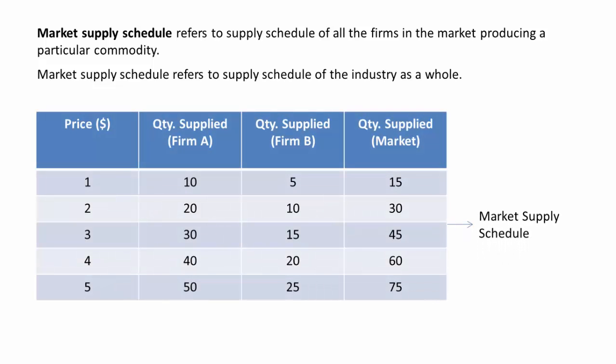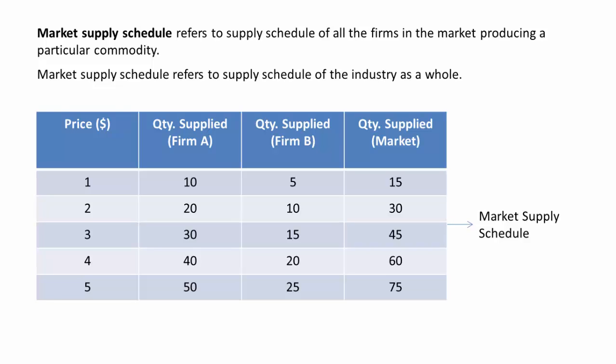The following table is a market supply schedule. It is based on the assumption that there are only two firms, A and B, both supplying commodity X. The table shows that when price of the commodity X is $1 per unit, firm A supplies 10 units and firm B supplies 5 units. Thus, market supply is 15 units.